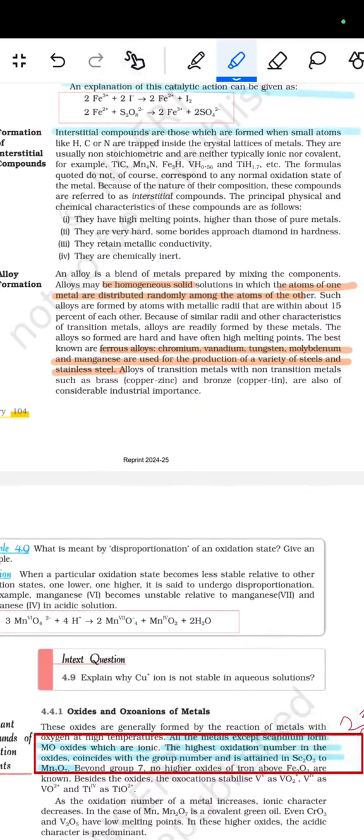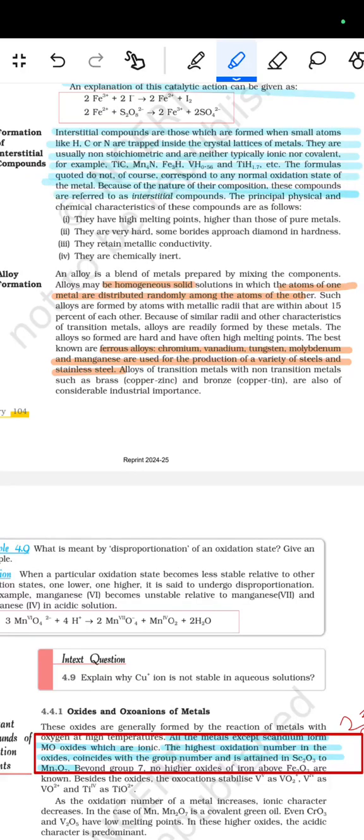When a small amount of small atoms like hydrogen, carbon or nitrogen are trapped inside the crystal lattice of the metals. They are usually non-stoichiometric and are neither typically ionic nor covalent. For example, TiC, Mn4N, Fe3H, VH0.56 and TiH1.7 etc. The formulae quoted do not of course correspond to any normal oxidation state of the metal because of the nature of their composition. These compounds are referred to as the interstitial compound.